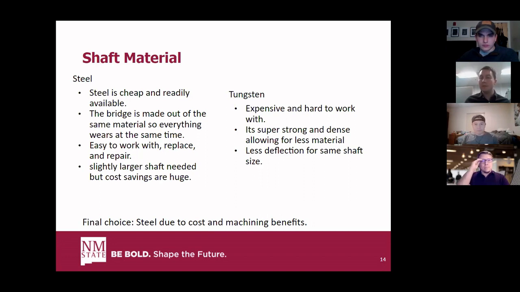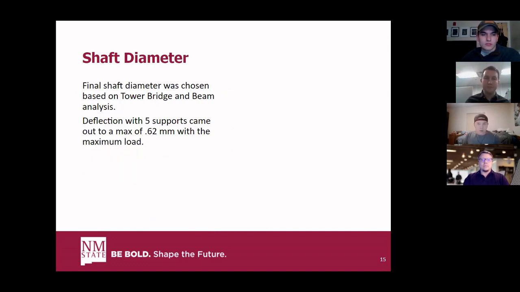And for tungsten, it's expensive and hard to work with. It's super strong and dense, which would allow for less material, and it would provide less deflection for the same shaft size. But the pros for tungsten did not outweigh the cons, and so our final choice was steel due to the cost and manufacturing benefits.